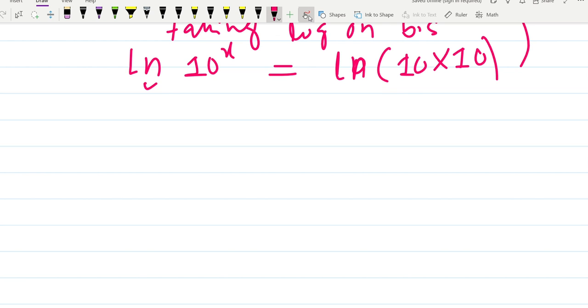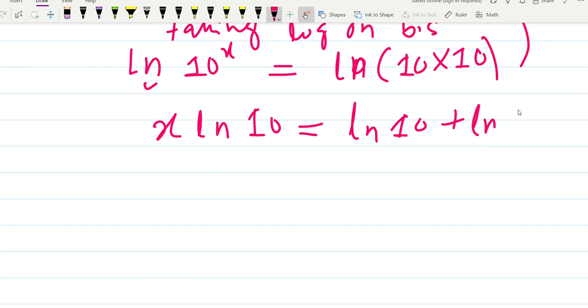So now x log of 10 is equal to log of 10 plus log of 10. Now we have to eliminate this log, so divide log 10 on both sides. So here it would be cancelled out.